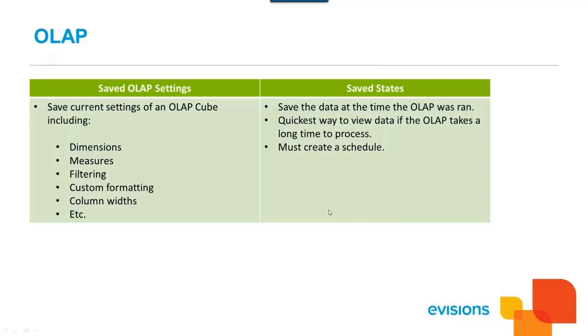Save States allows you to save the data as it was at the time the report was run, so it can be reproduced exactly as it was at that time. When you run the report, you will be prompted to select which save state you would like to use. First, we'll go over how to utilize the OLAP settings.